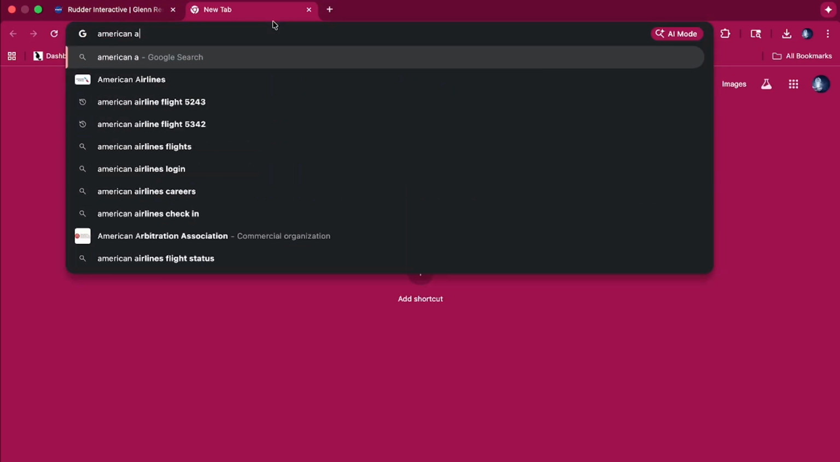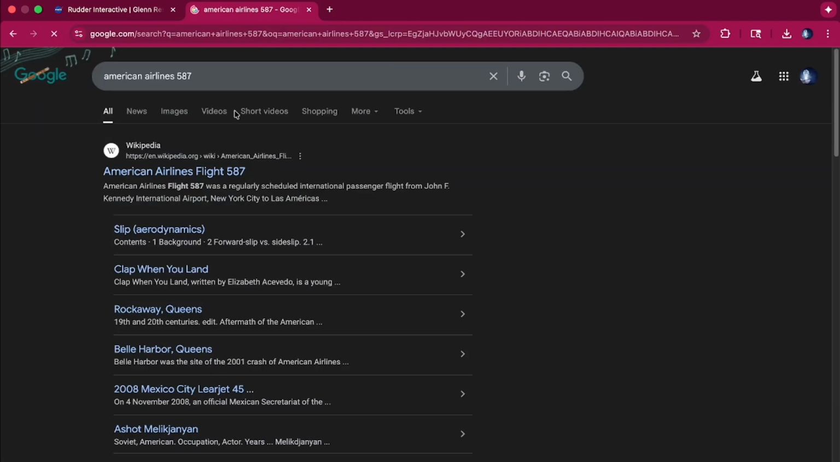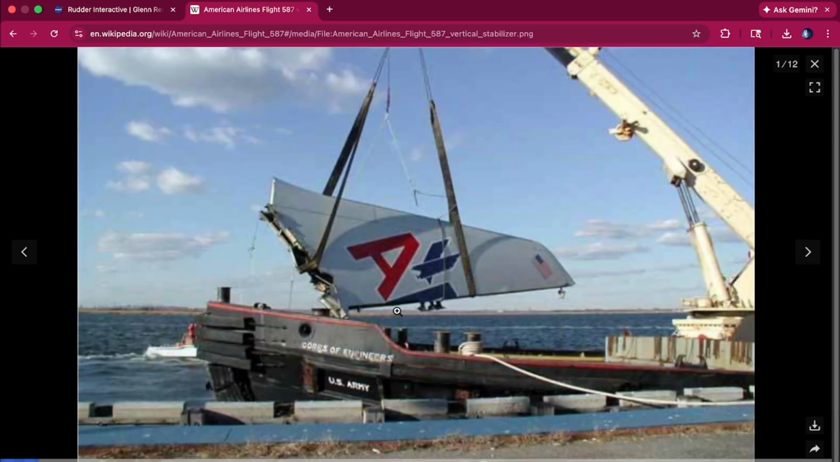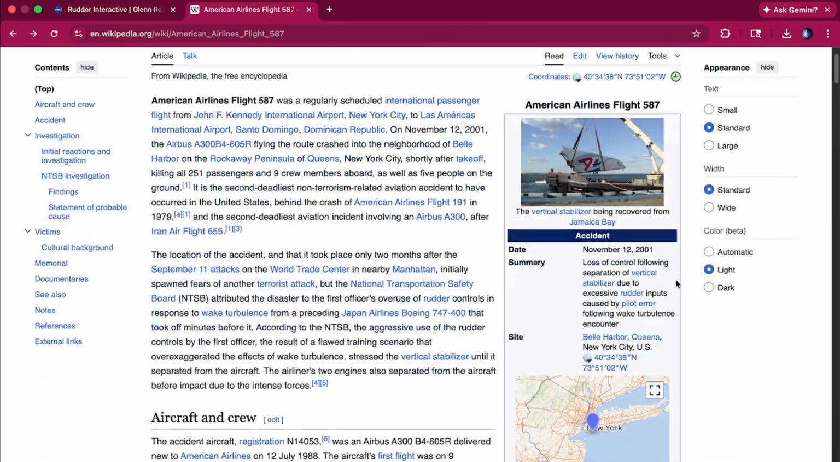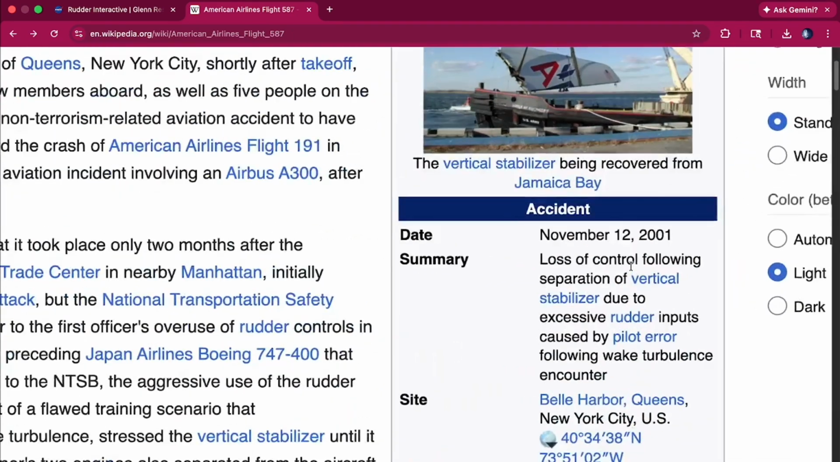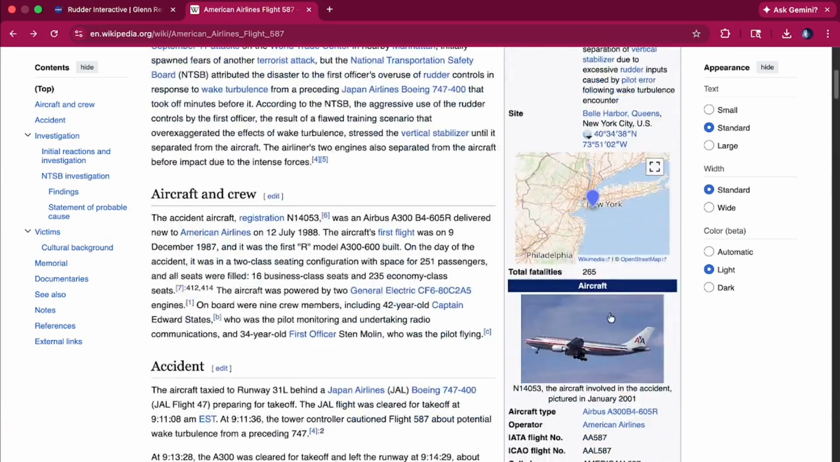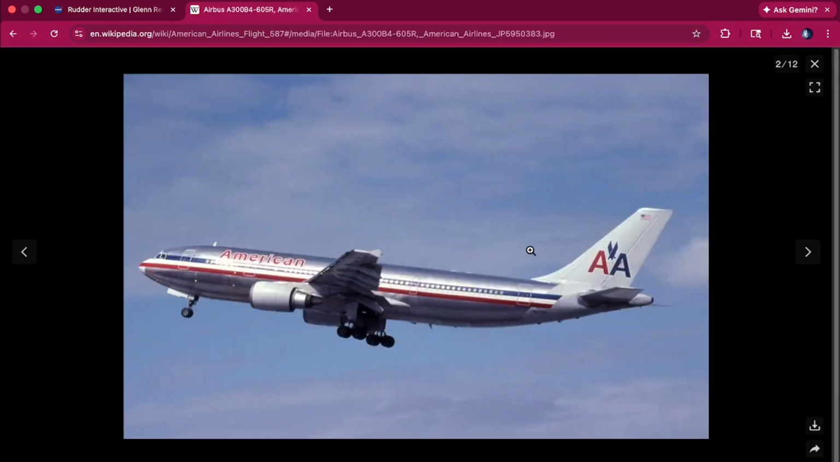I'll just show you guys what happened here. For those who don't know, you can see that the vertical stabilizer was found from this plane. The cause of the accident was the loss of control from the vertical stabilizer because there was a lot of excessive rudder input caused by pilot error. This was an Airbus 300, and the service was introduced back in the 1990s.